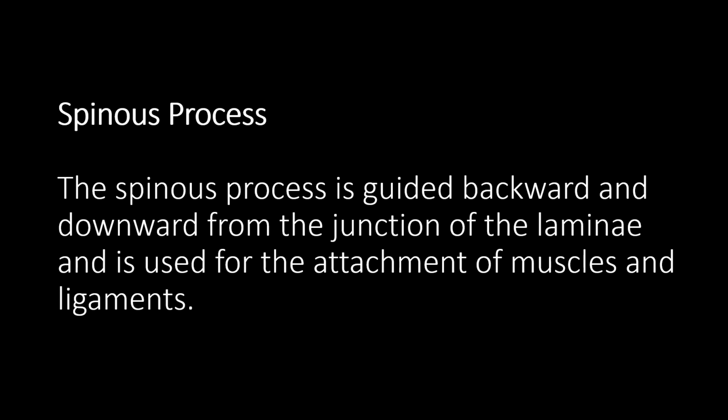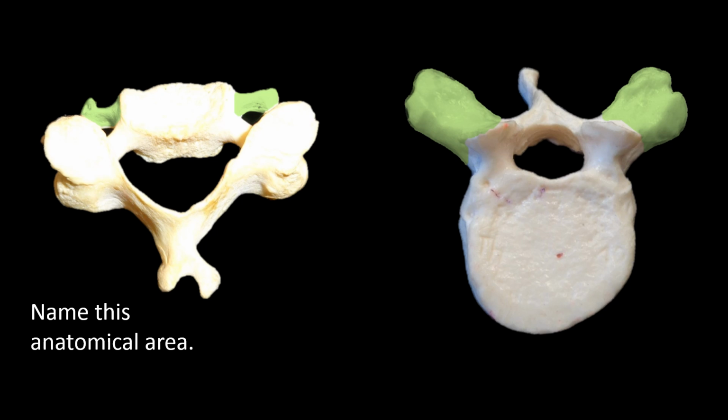Spinous process. The spinous process is guided backward and downward from the junction of the laminae and is used for the attachment of muscles and ligaments. Name this anatomical area.